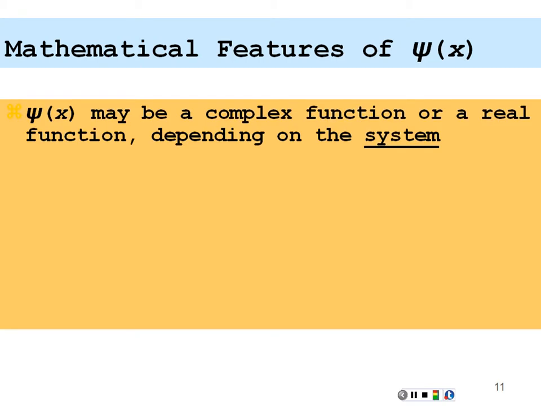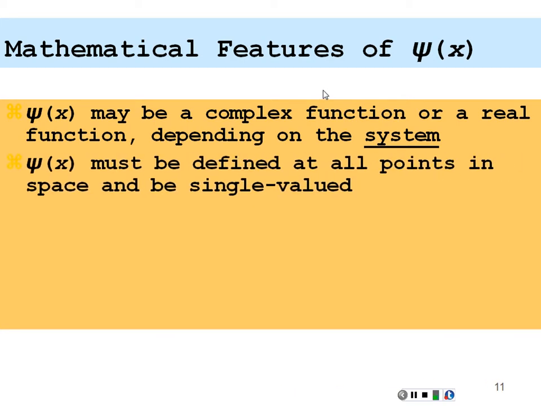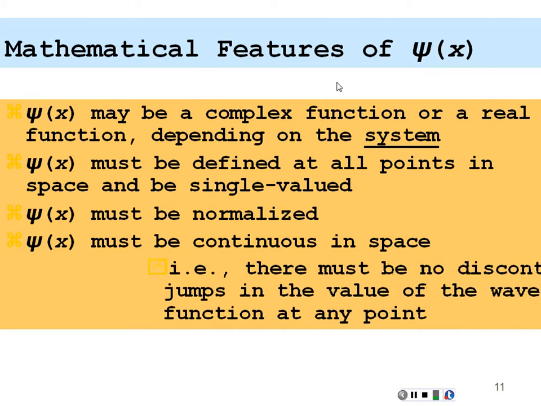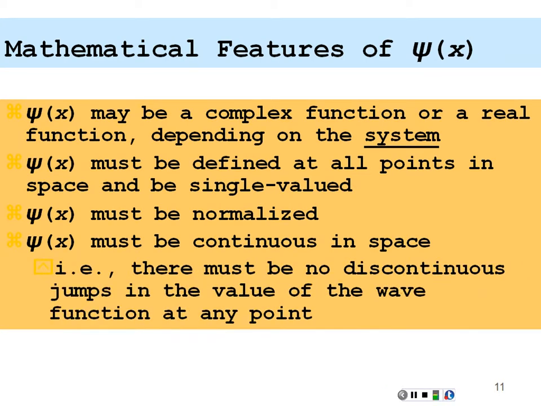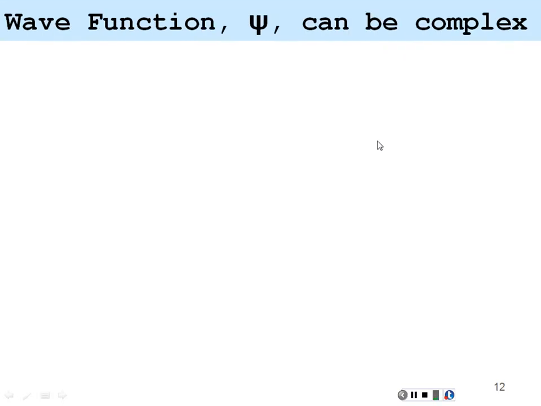We'll take a mathematical break here and say here are some features of psi that we must accommodate. It may be a complex function or a real function depending on the system and the potential energy function of the system. It must be defined at all points in space and be single valued. It must be able to be normalized. So if we look at all space, we must be able to find it. It must be continuous in space, which means there must be no discontinuous jumps of this wave function at any particular point in space. These are our mathematical features and constraints on our wave function.